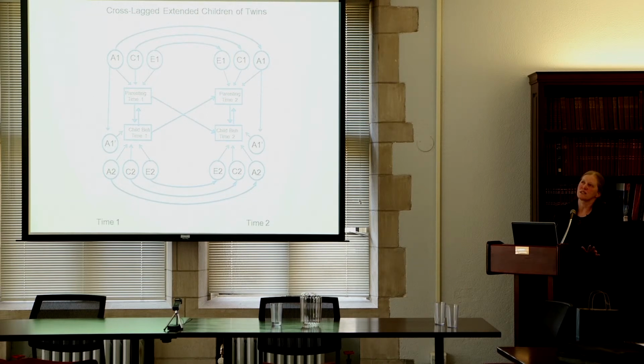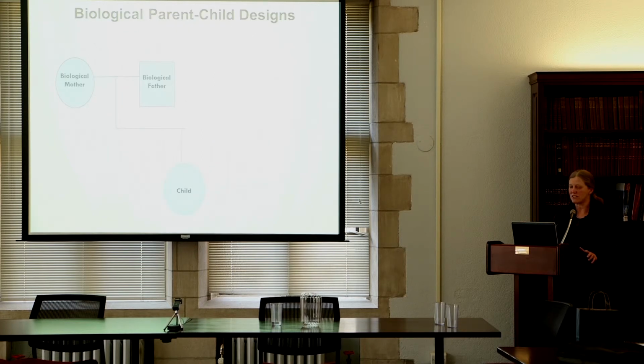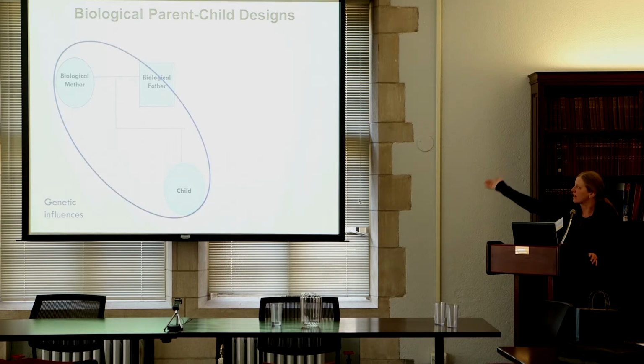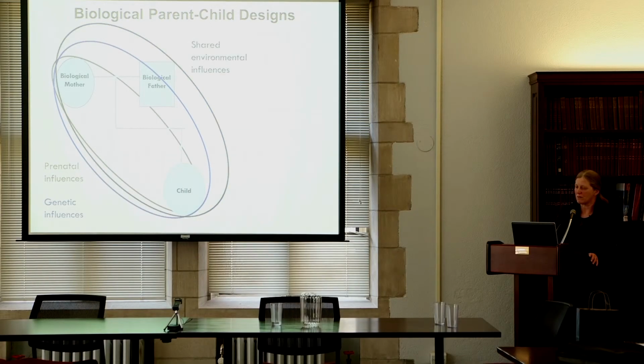Another approach that I've been using in some of my work, which I think is really important when you're trying to distinguish genetic and environmental influences in novel ways, is that you need to use multiple strategies. Most studies are typical biological parent-child designs, right? So genetic influences are provided to the child from the birth mother and father, prenatal influences via the birth mother, and shared environmental influences. These are all entangled. With twin studies, you can tease them apart a bit because you have multiple children. But in a typical developmental study, you can't tease them apart at all.